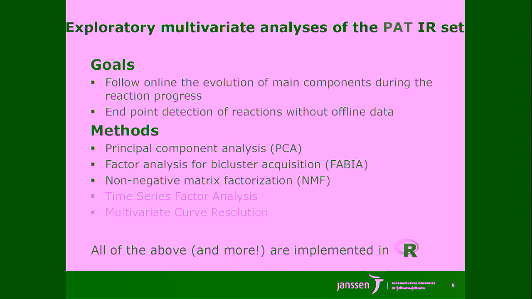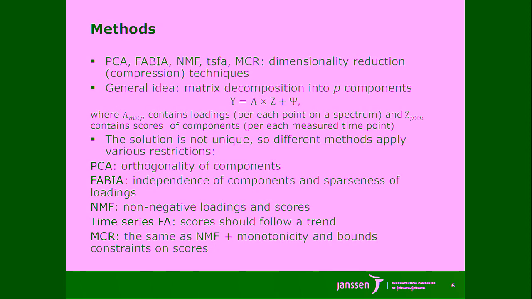For this, we looked at typical methods like principal component analysis, factor analysis for bicluster acquisition, and the non-negative matrix factorization. All of the above and more are implemented in R. All of these methods are, in essence, dimensionality reduction, and the matrix that is made has no unique solution.